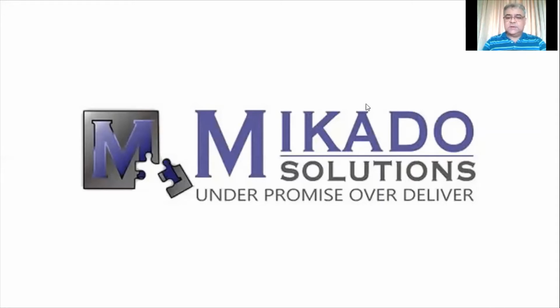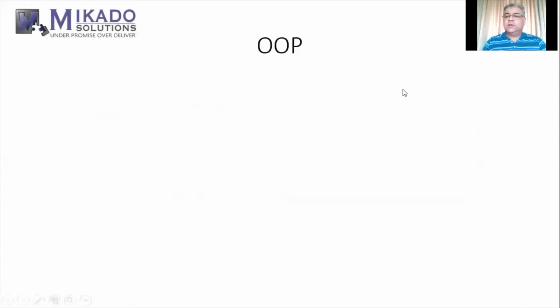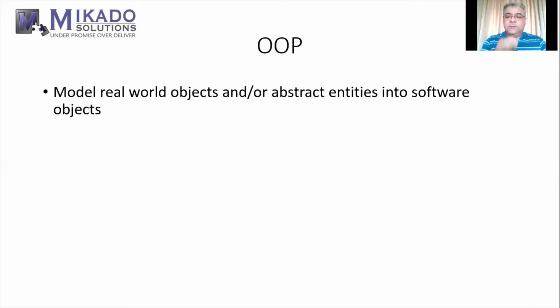Now, since that is the core thing that we do, let me put it: we model real world objects and or abstract entities into software objects. That's the core thing that we do. Real world objects. You know what is a real world object? I am a real world object. You are a real world object. A car is a real world object. A computer is a real world object.